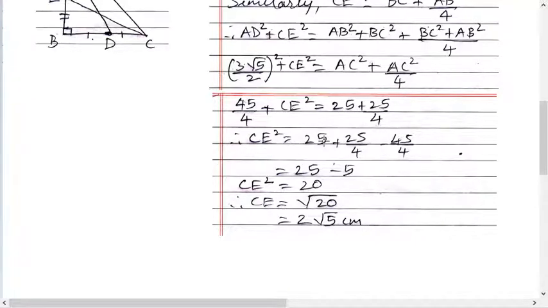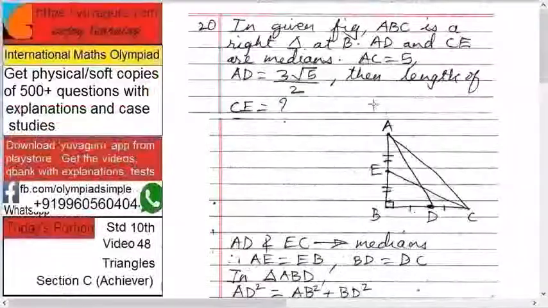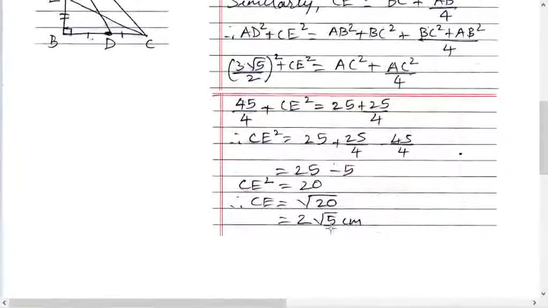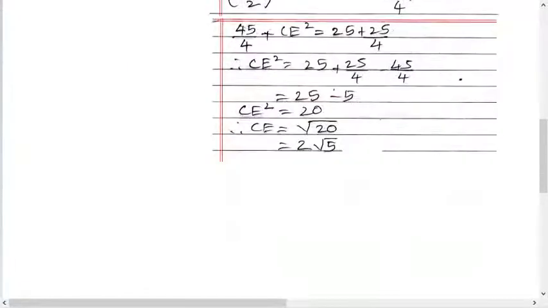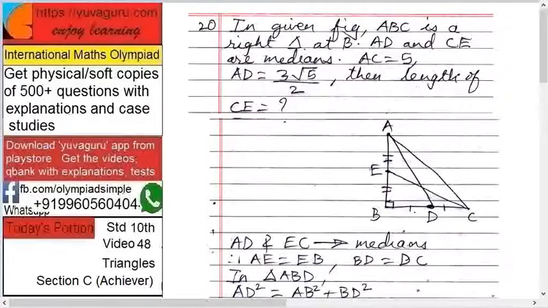CE square equals to 25 plus 25 by 4 minus 45 by 4. So this becomes minus 5. So CE square equals to 20, CE equals to root 20, that is equals to root 4 times 5. The square root of 4 is 2, so 2 root 5 centimeter. Units is centimeter I think so. No unit is given, so you can keep it as it is also. Okay, so the answer is 2 root 5.